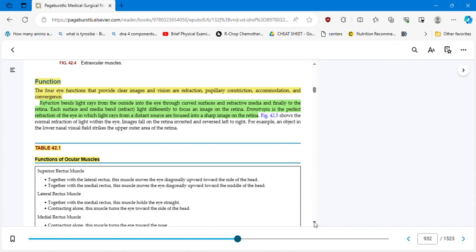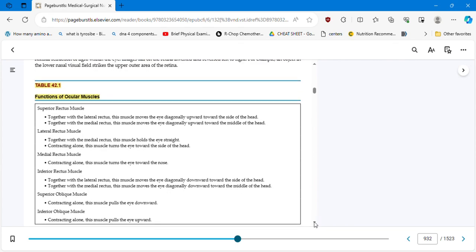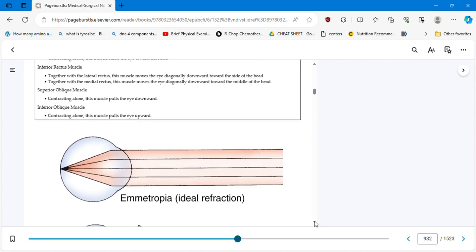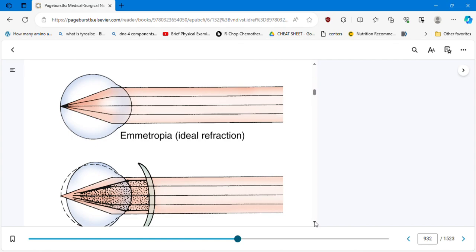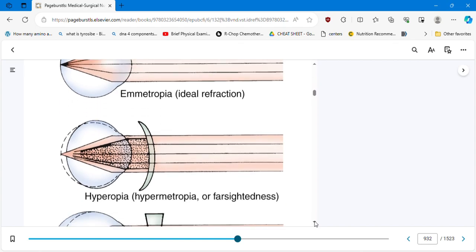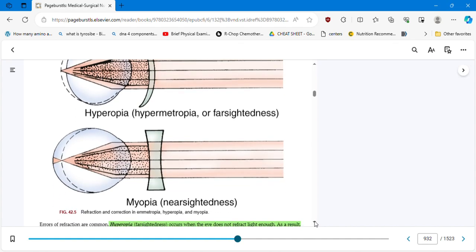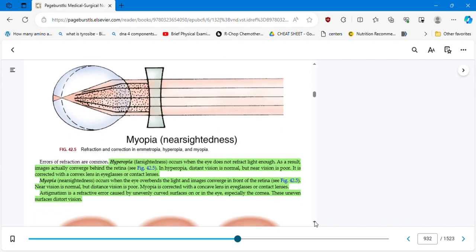That's emmetropia. You can see the functions of ocular muscles as she mentioned in the video. There are 6 muscles involved, and you can review that. Emmetropia is the ideal refraction. Then you have hyperopia or hypermetropia or farsightedness. And then you have myopia, nearsightedness. Errors of refraction are common.